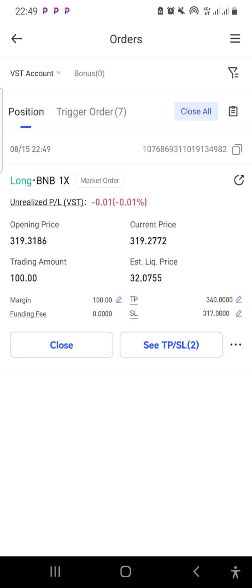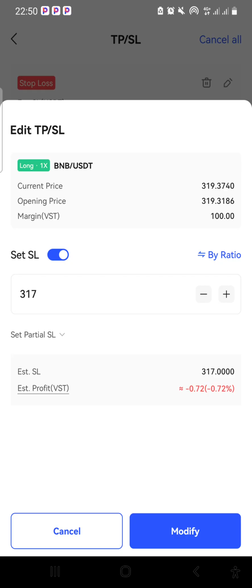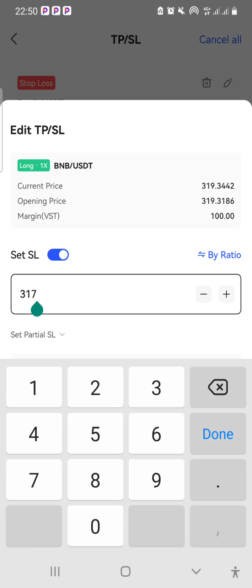But look at TP and SL. Stop loss 317, closing margin 100, estimated profit, that is loss of stop loss 0.72%, that's minus $0.72. Take profit 340, that's the price. Closing margin 100, estimated profit 6.47%. If you want to change it, just click on this pen sign. If you want to adjust it, it will show the amount you'll be losing.